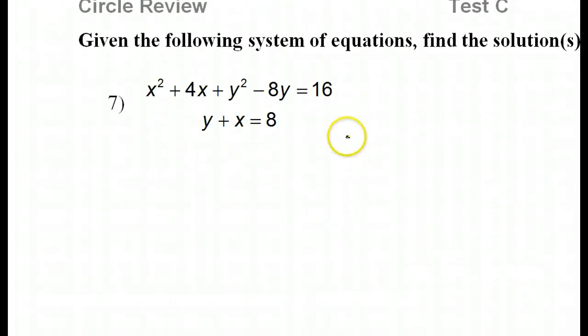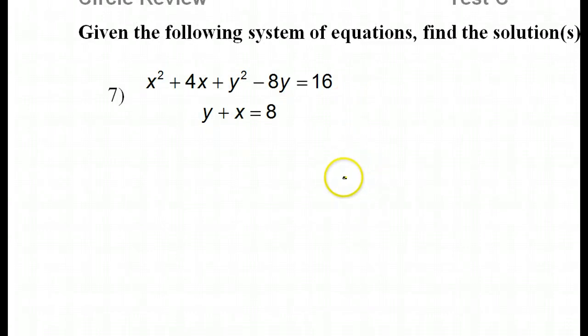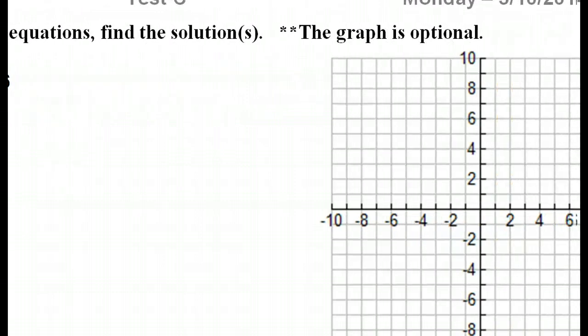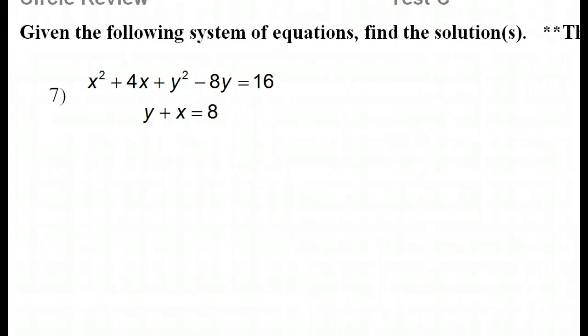All right, we're in the home stretch here, people. Number 7. Given the following system of equations, find the solutions. The graph, again, is optional, so I probably won't do it. Because it's 12:45 a.m., so. I love you guys, but I gotta get at least a couple hours of sleep tonight. So, what's up?